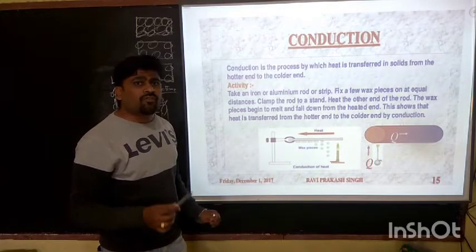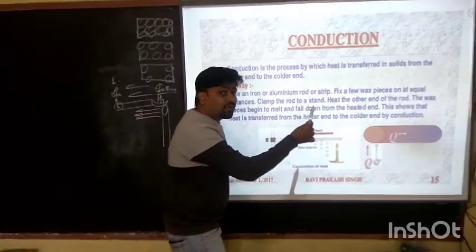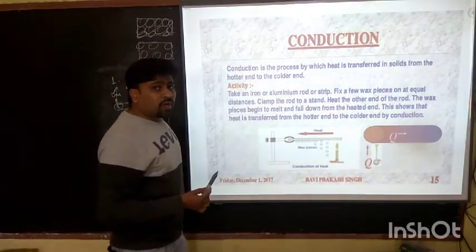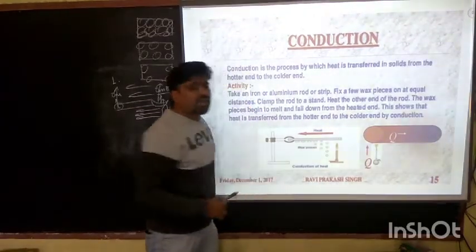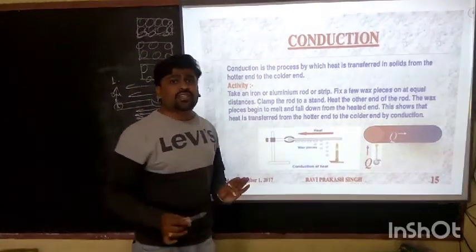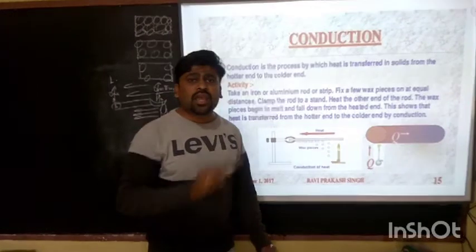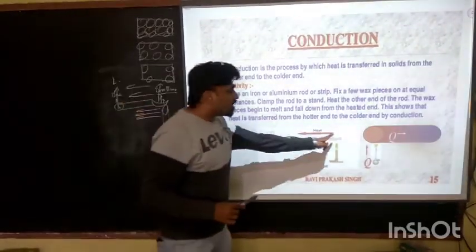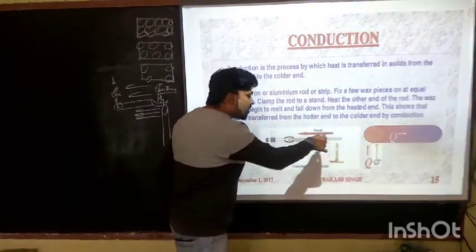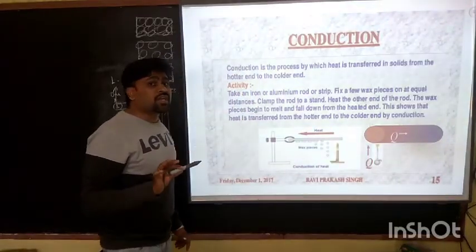Why will there be drops of wax? Because we are giving heat to one end. After a few minutes, the heat is transferred from one end to the other end, and automatically we can see some drops of wax. From this activity, we can easily conclude that heat is transferred from one end to the other end. From one side to the other side, heat is passing. Here the heat is more, and on the other side the heat is less, that's why heat is transferred from the higher end to the lower end. This is what we call conduction.